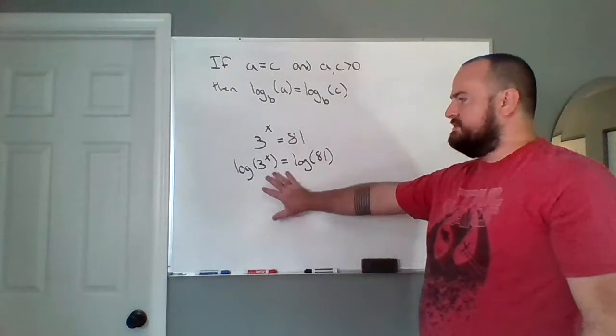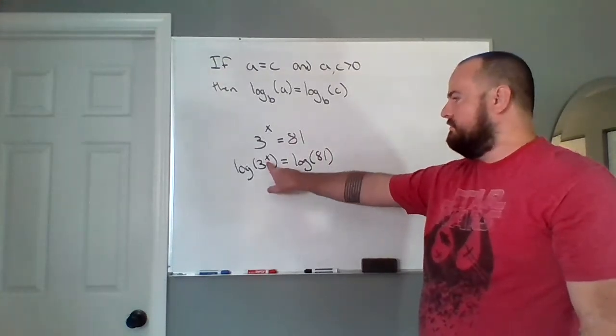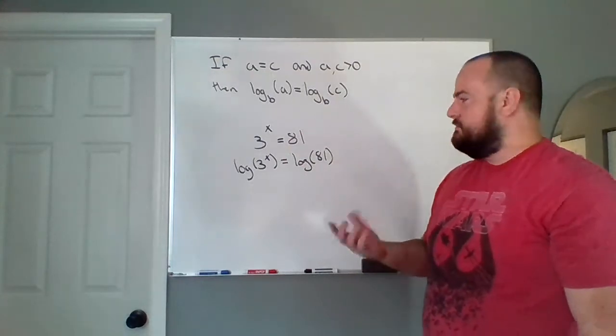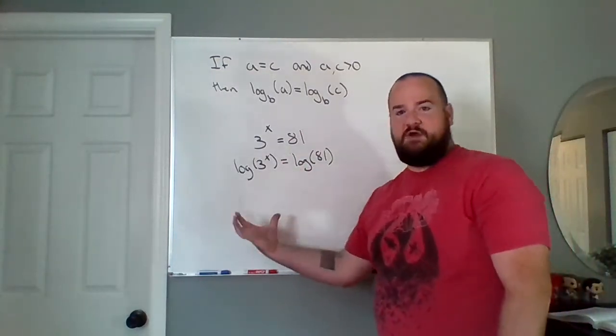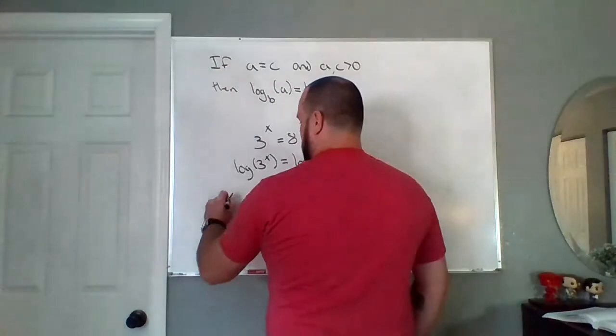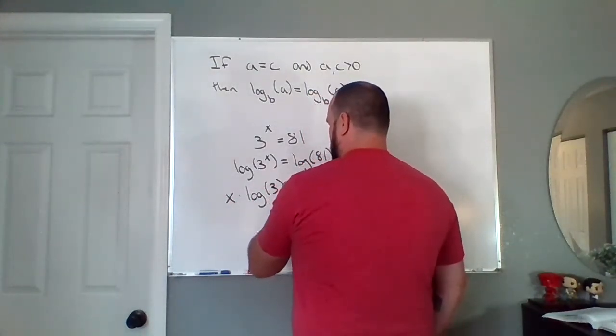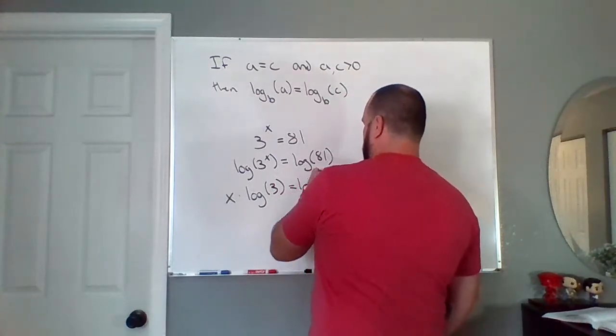Cool. Now, is there anything else that we can do here? Well, I have the log of something to a power. I can use that power rule we just talked about. So I can take this x and move it out front. And when I do that, I get x times the log of 3 equals the log of 81.